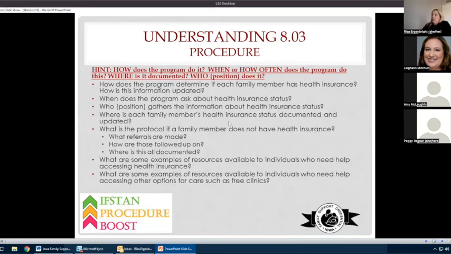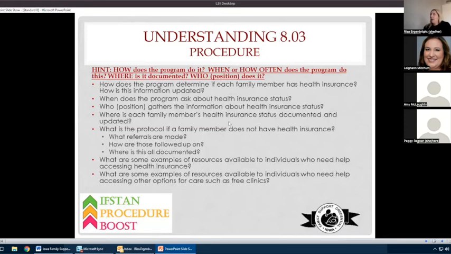What is the protocol if a family member does not have health insurance? What referrals are made? How are they followed up on? Where is it all documented? What are some examples of resources available to the individuals who need help accessing health insurance? So if you've got a family that doesn't have it and is interested in it, what are some examples of resources that you can connect them with? What are some examples of resources available to individuals who need help accessing other options, such as like free clinics?